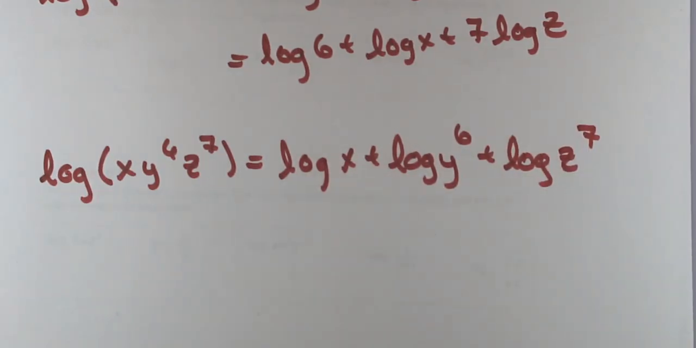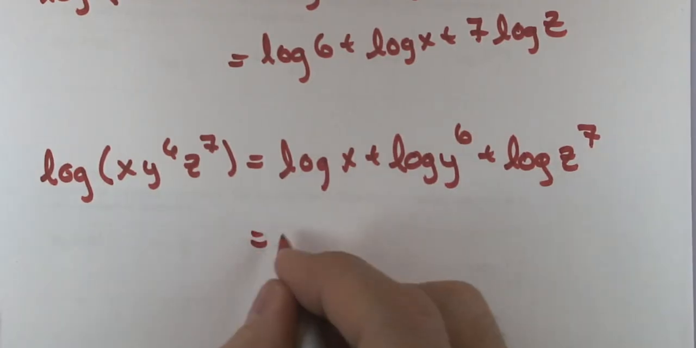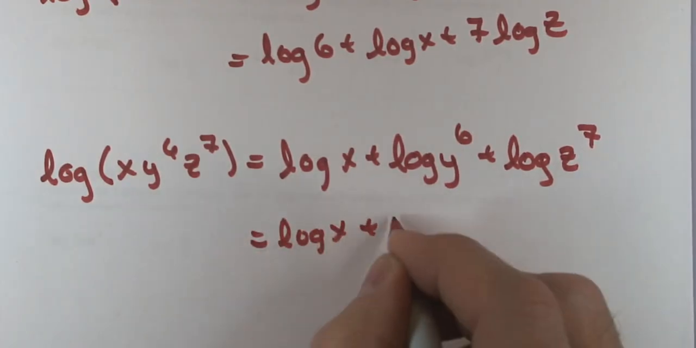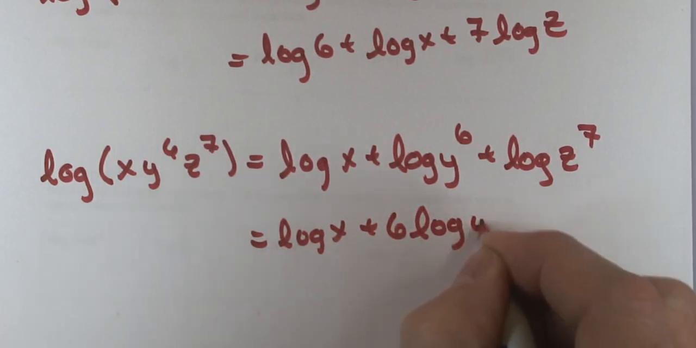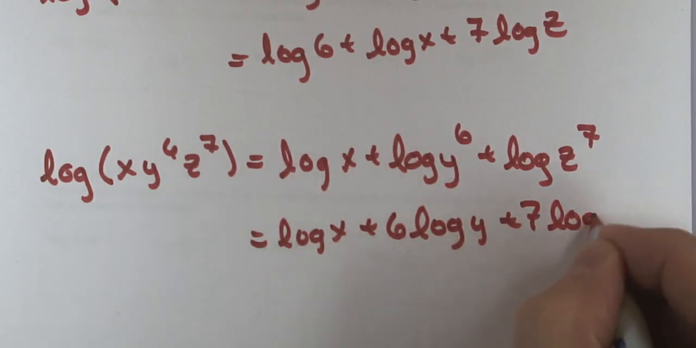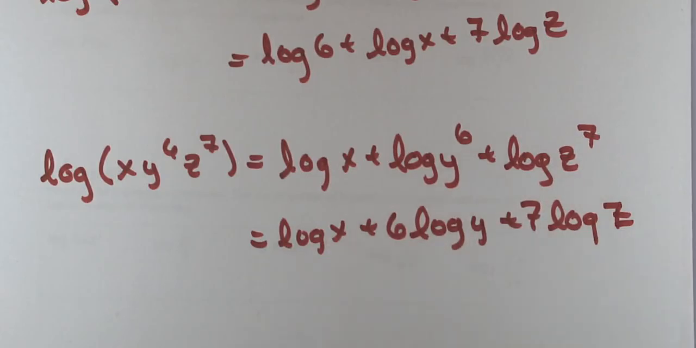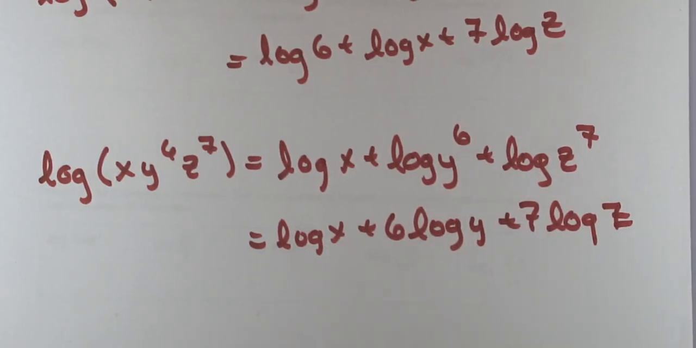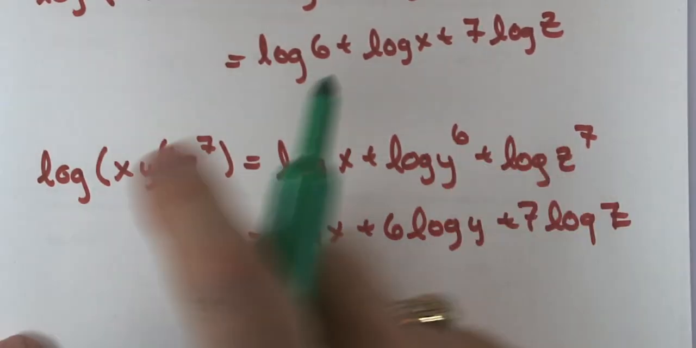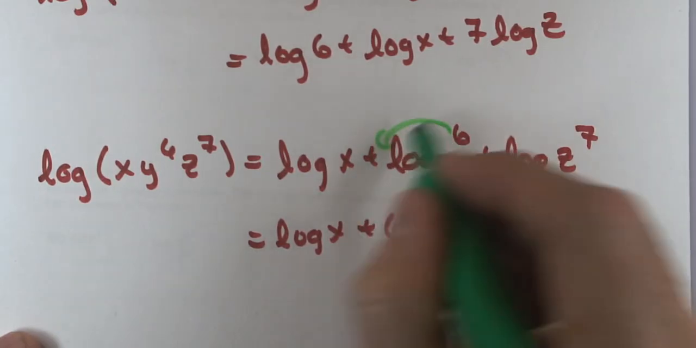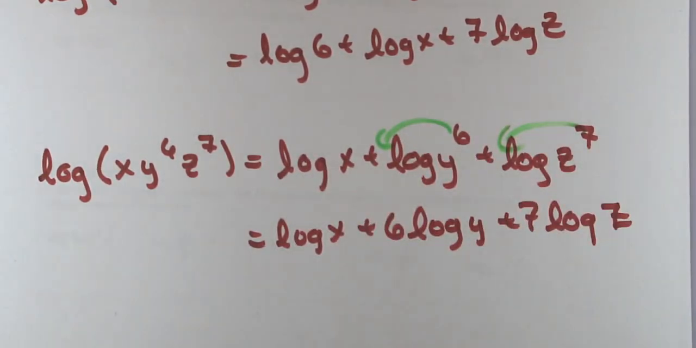What's our finishing step? Heba? Log x plus 6 log y plus 7 log z. Nice, perfect. So again, you're using the product rule followed by the power rule. Those exponents come out front.